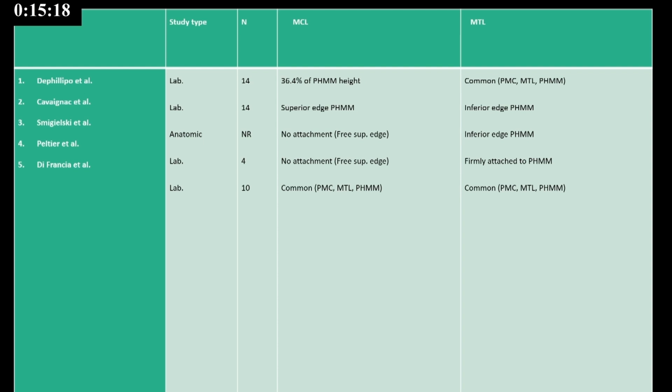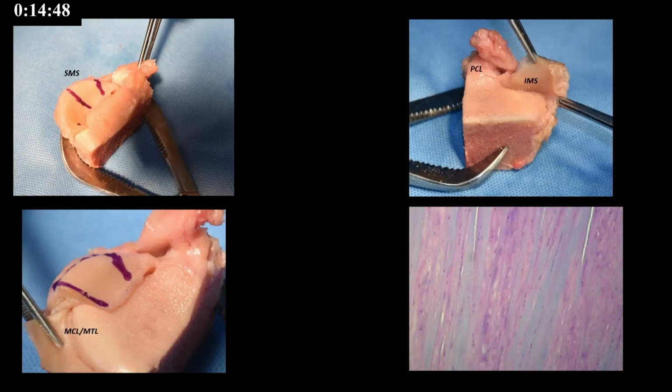So we went through the anatomical studies, where you find that there was only one study which talked about the superior edge of the posterior horn of the medial meniscus, by Cavaignac. De Filippo, Smigielski, De Franchi, all these people said that it is an inferior attachment of the meniscocapsular structures, which is attached to the inferior surface of the meniscus. Now here, in search of the literature, we also found that there is no attachment to the superior surface of this area of the meniscus.